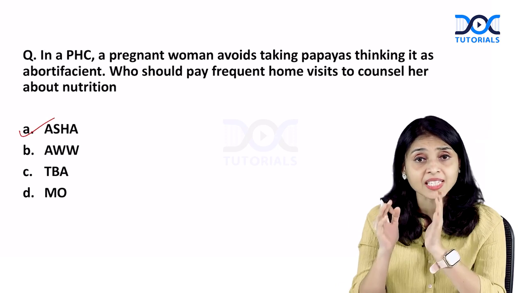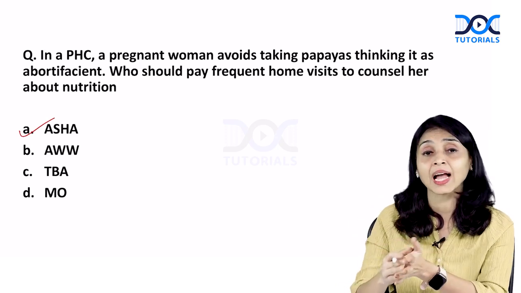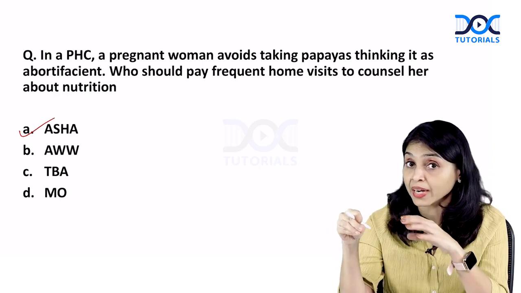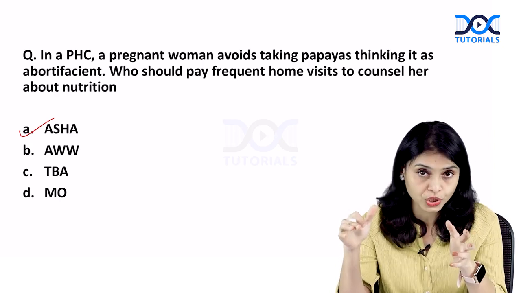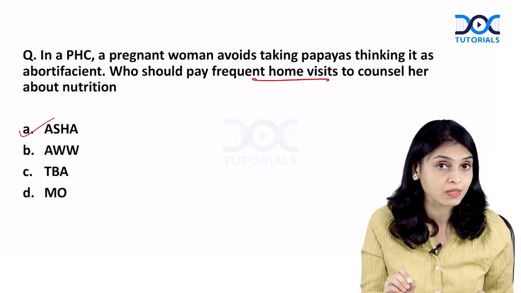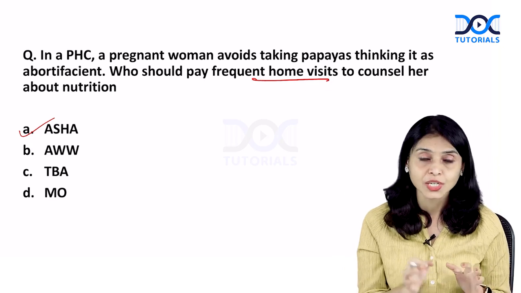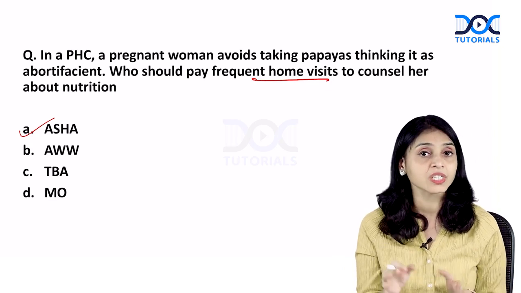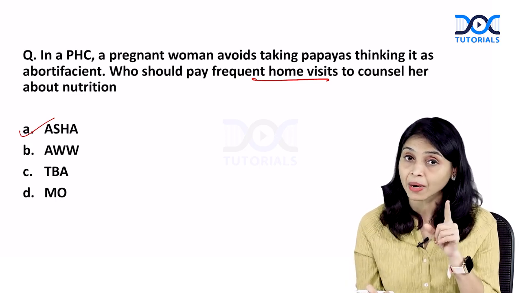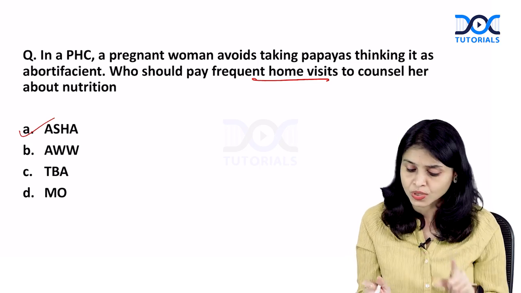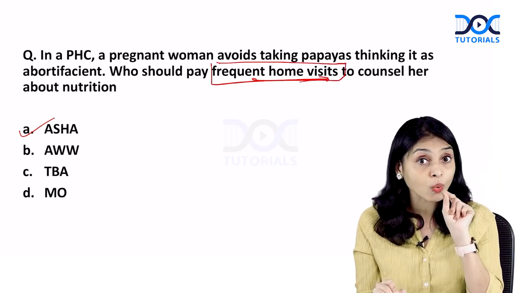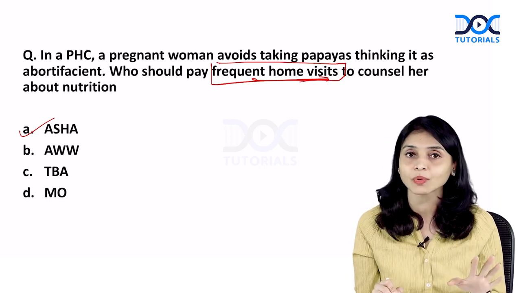Asha worker. She is the one who is selected from the community and who should pay regular visits to counsel the pregnant women, not only pregnant women, but all people about nutrition. Anganwadi worker also does the same, but she is not doing frequent home visits. Whoever comes to Anganwadi, she has to give counseling regarding nutrition. But frequent home visits will be done by Asha. And I specifically asked students whether this was there in the question. They said, yes, ma'am, frequent home visits were there. Then the answer would be Asha.